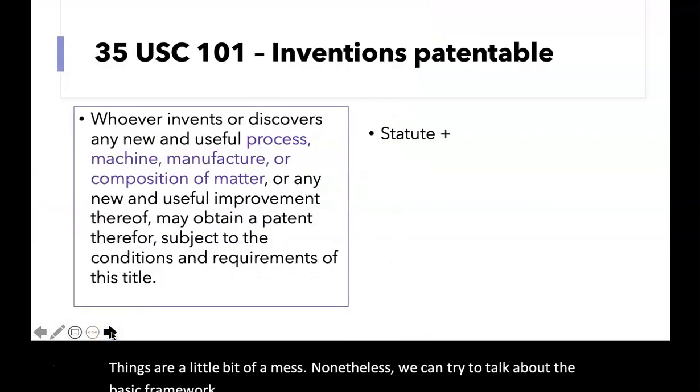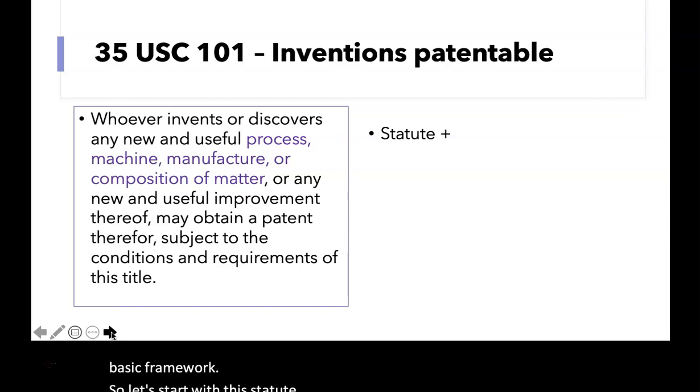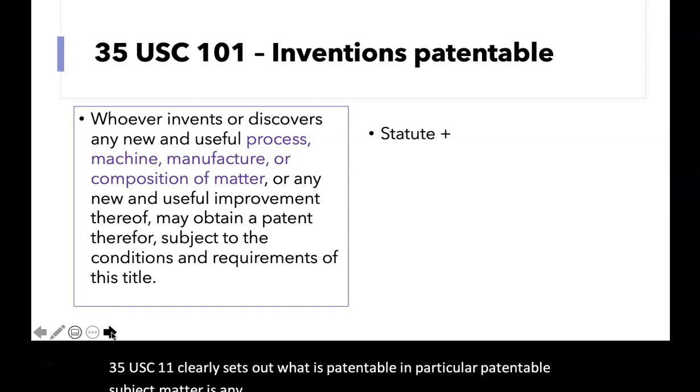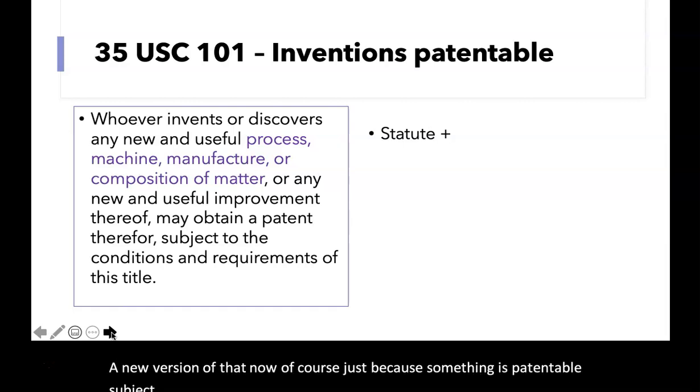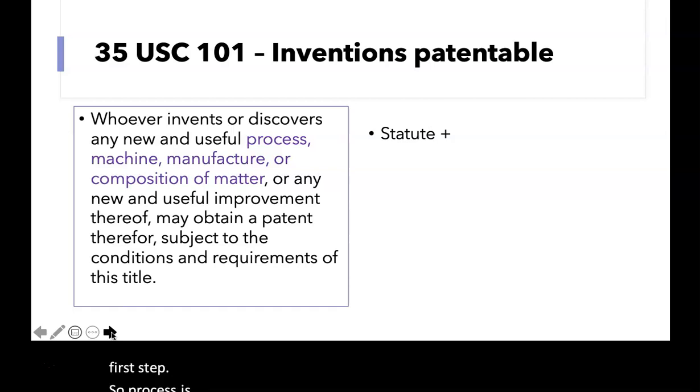So let's start with the statute. 35 USC 101 clearly sets out what is patentable. In particular, patentable subject matter is any process, machine, manufacture, or composition of matter, or a new version of that. Now, of course, just because something is patentable subject matter doesn't mean you will get a patent, but rather this is the first step.